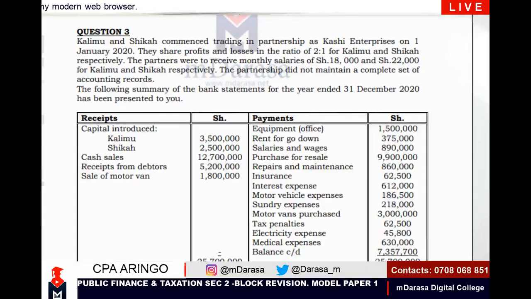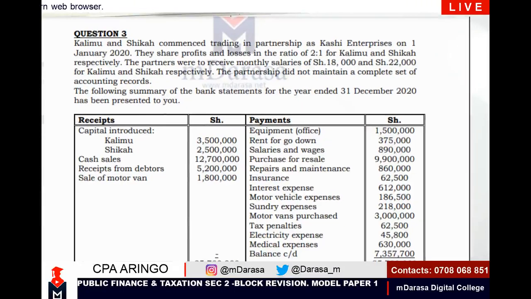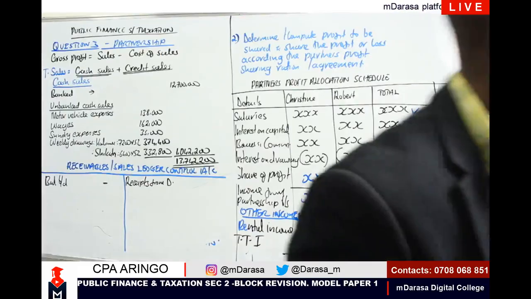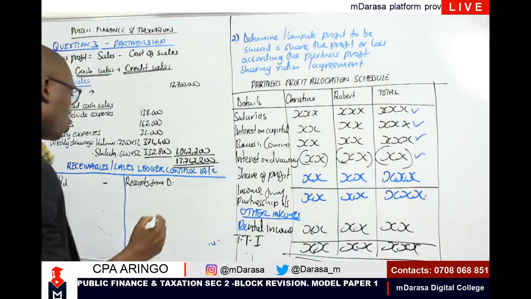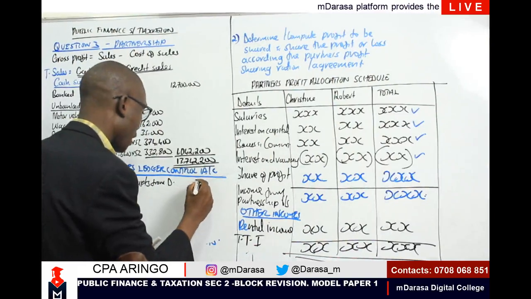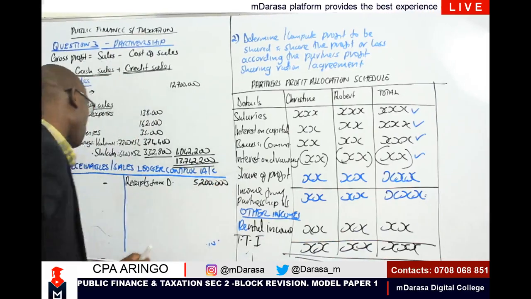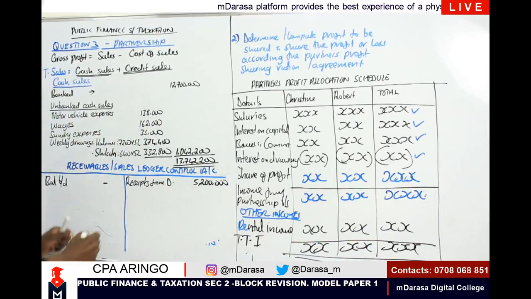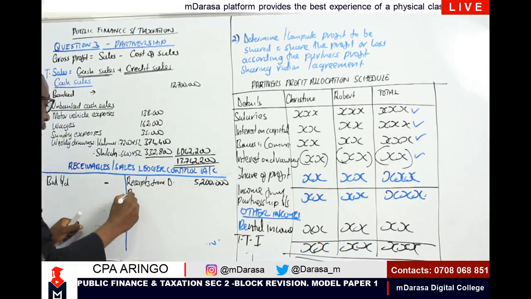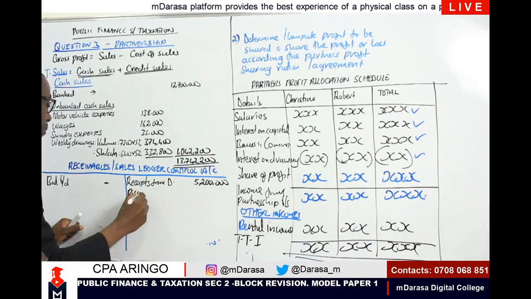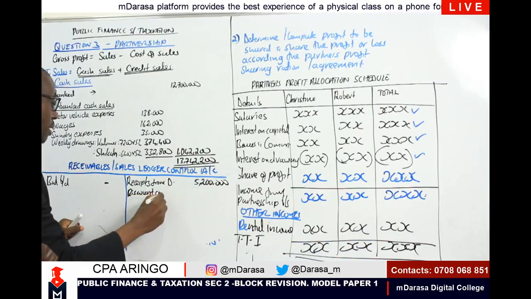Of course, you're going to look at our income. So after just below cash sales, what am I having? Receipts from debtors of 5.2. So therefore, we should be talking of 5,200,000. Did you have any component of discounts allowed?